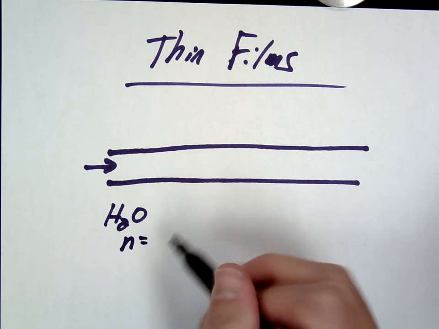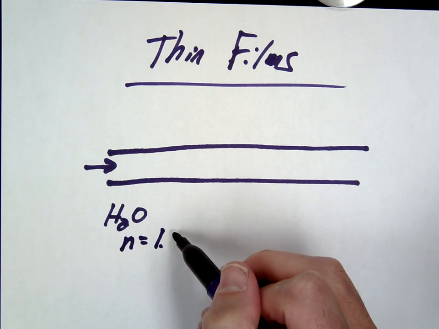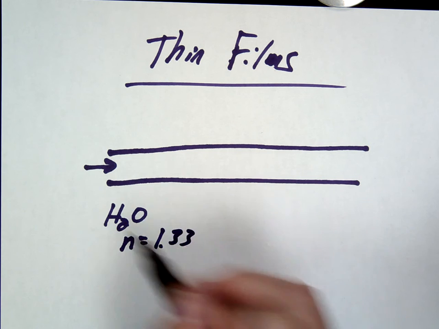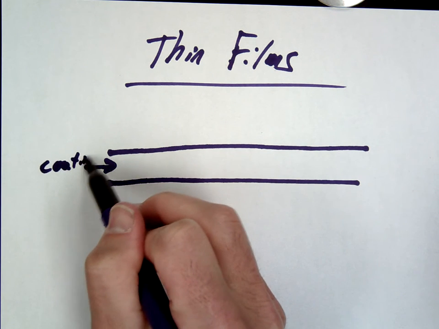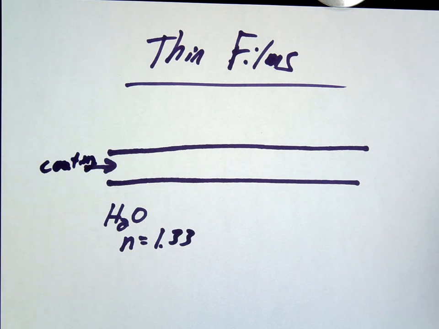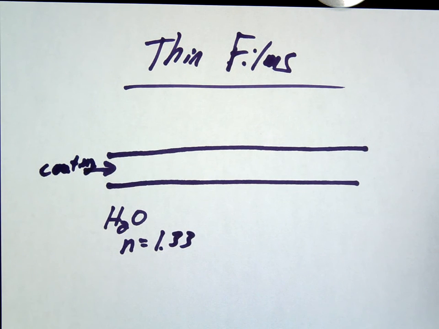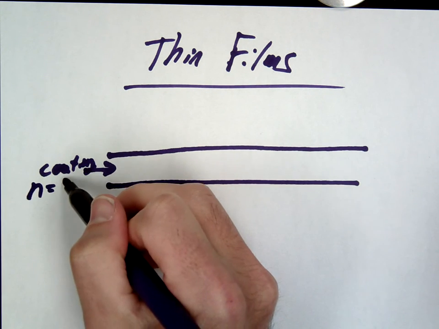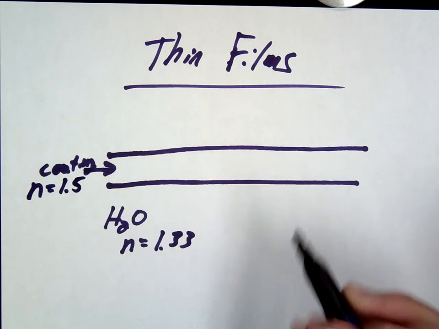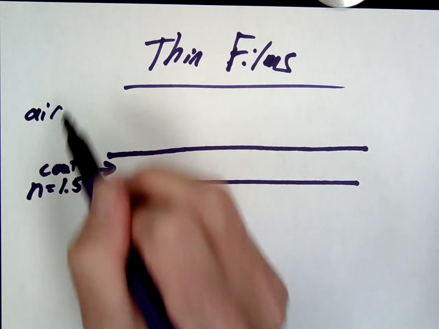Let's say the index of H2O is 1. Let's say this is some coating here, or thin film. We'll use the words coating and thin film interchangeably. Let's say the index for that is, how about 1.5? And then of course out here we're going to have air.